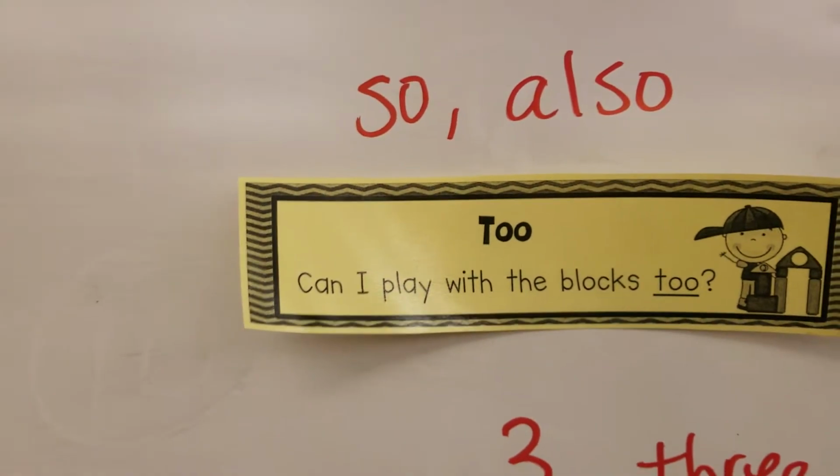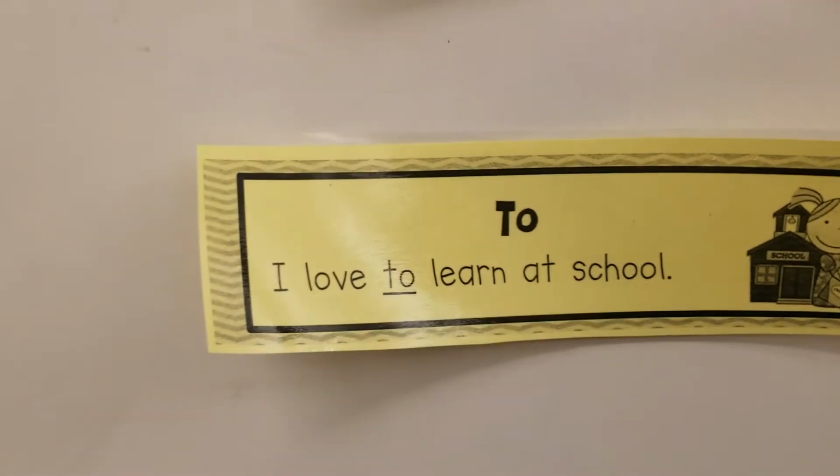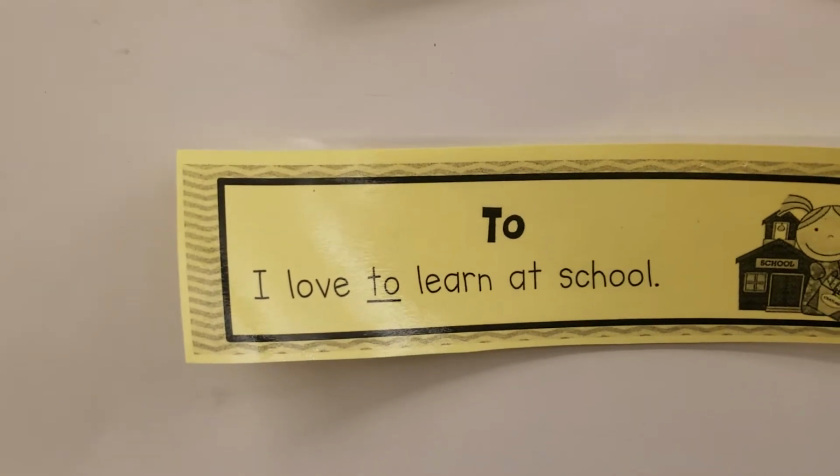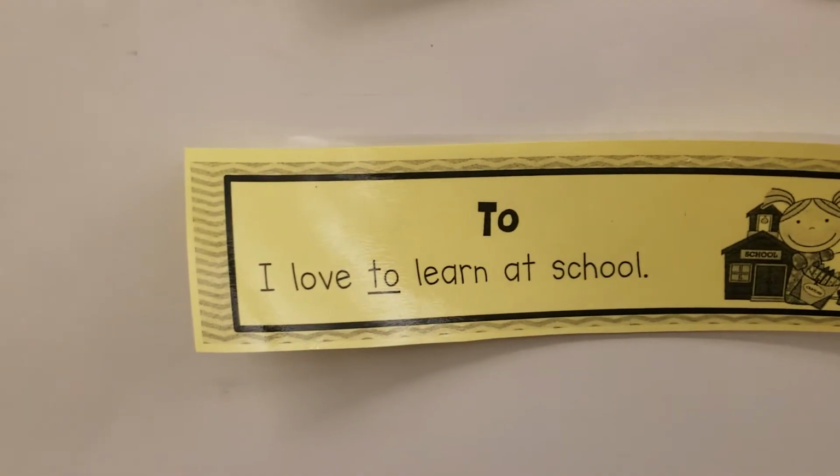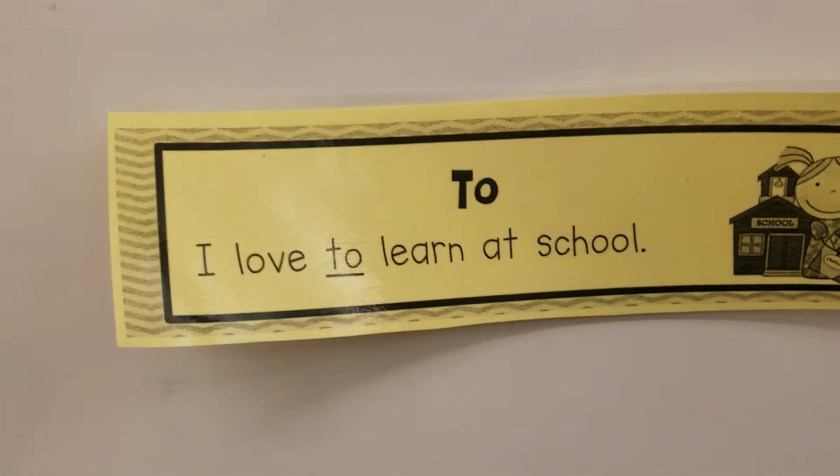I love so learn. I love also learn at school. Those two don't make sense, so we couldn't use that. Try the number 2. I love 2 learn at school. If it doesn't make sense with either of the other proofs, then you know it's the T-O spelling.